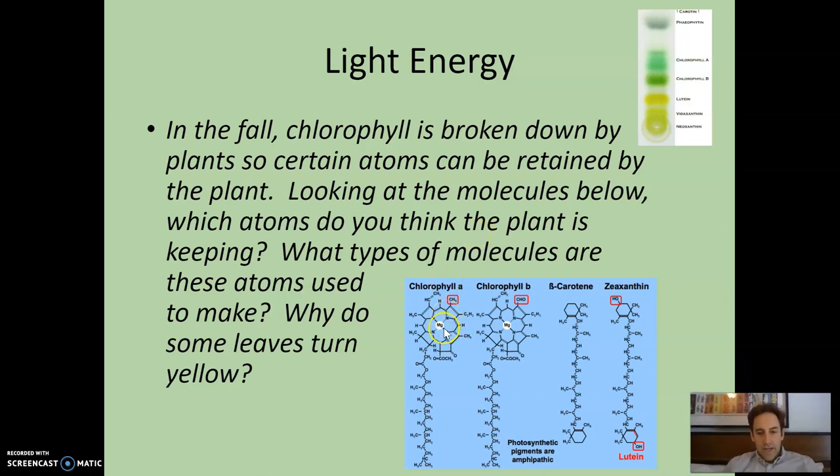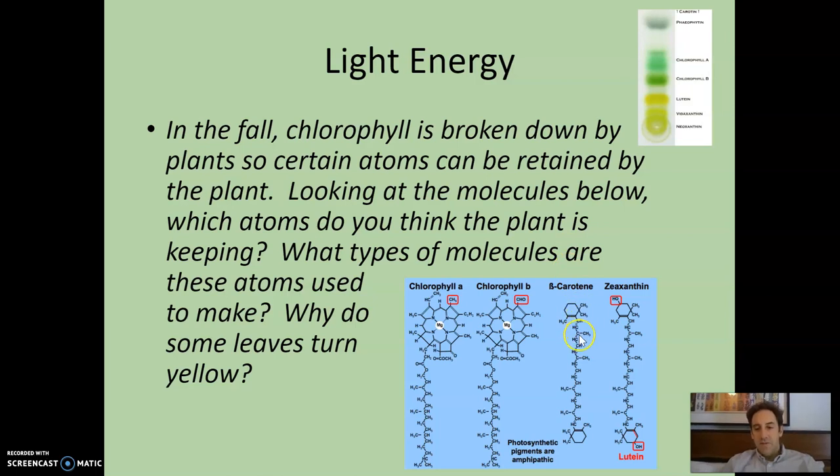The reason they do that is because chlorophyll has these nitrogen atoms. It turns out that nitrogen is pretty hard to come by for plants, and so they get it from the soil. Farmers add nitrogen to their soil to help plants grow better. And so the plant doesn't want to lose that nitrogen, so it breaks the chlorophyll down. And when it breaks that green chlorophyll down, that reveals these other pigments that have been there all along. So the yellows and the reds and the oranges start to appear because they're no longer dominated by the greens.